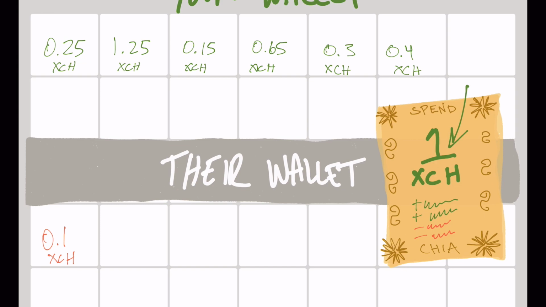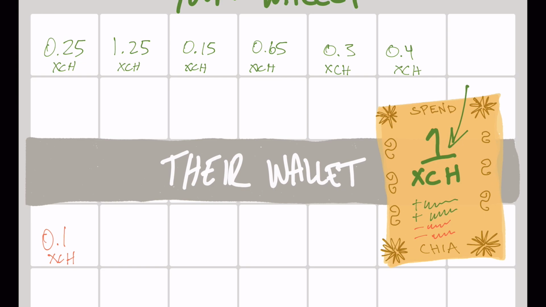Now, in their wallet, they've only got 0.1 Chia right now, so they're going to be very happy that we're sending them some money. But remember, we've got this kind of crazy setup in our wallet. We do have at least 1 Chia here, but it's 1.25. We don't want to send them all of that. And we can't easily just send them an exact amount of other coins.